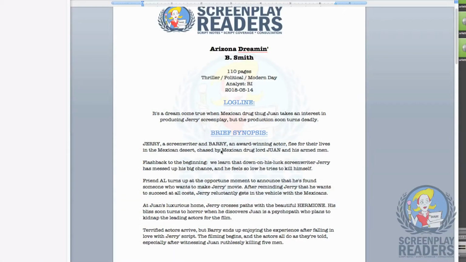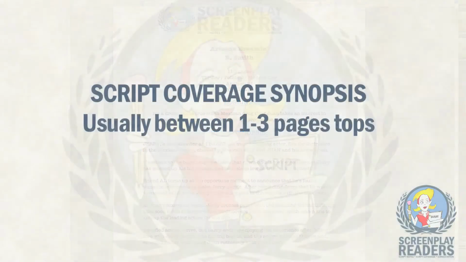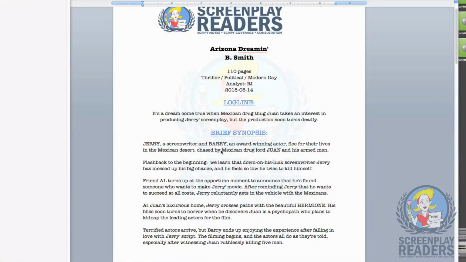In our case, we're usually dealing with a screenplay between 90 and 120, 130 pages. And so our synopsis for script coverage is usually going to be between 1 to 2 to 3 pages. Some people do a longer form synopsis in their script coverage. My company only provides script coverage up to 3 pages max because we believe in keeping the synopsis true to its nature, which is brevity.